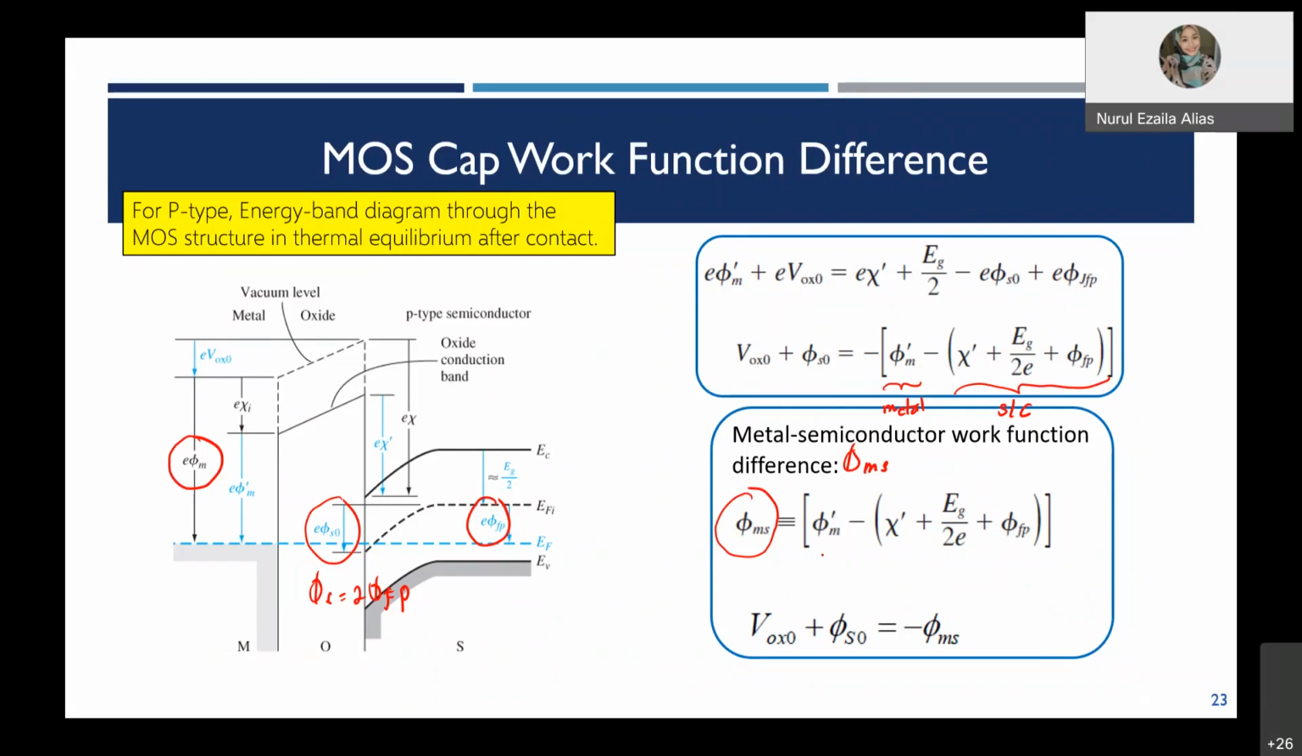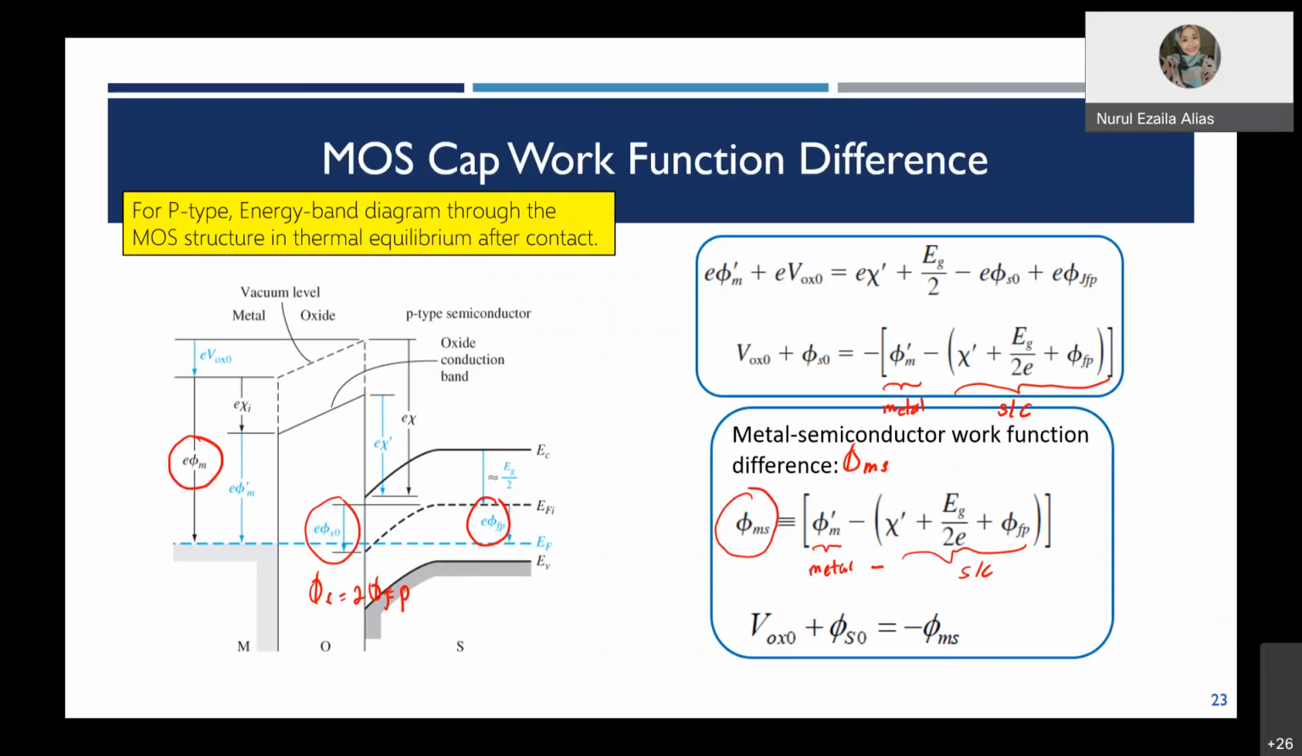Phi ms is the work function from metal to semiconductor. It is equal to phi m for the metal minus the total work function of the semiconductor. So Vox plus phi s is equal to minus phi ms. This is the metal to semiconductor work function. All right, this is a new parameter in MOSFET. I think you couldn't find this parameter in the previous topic. So this is a very new parameter, which is the work function between metal and semiconductor.